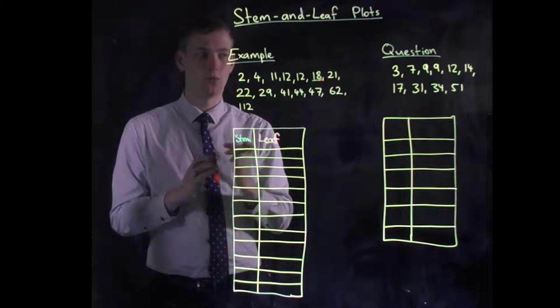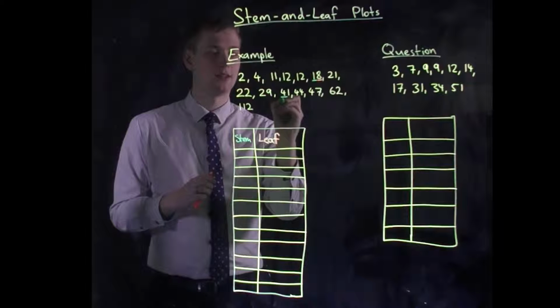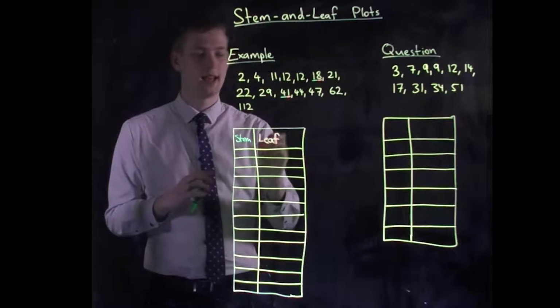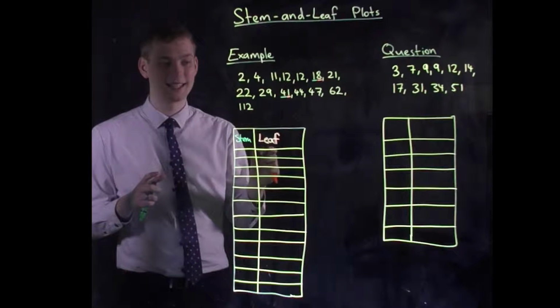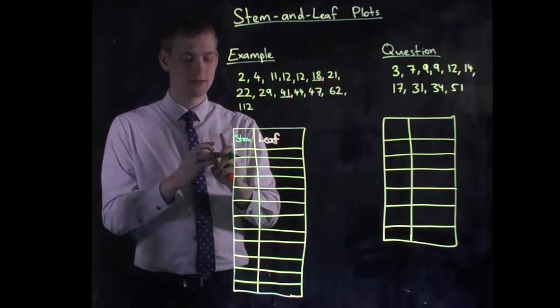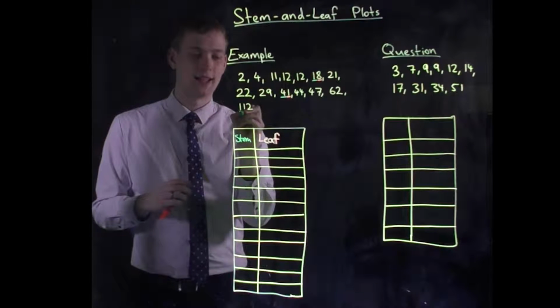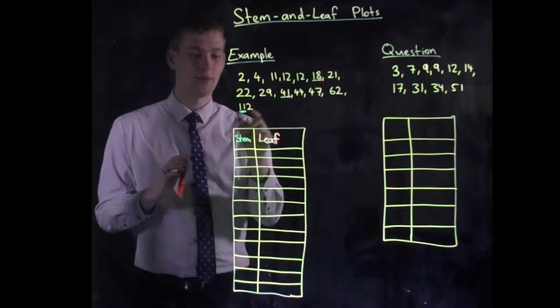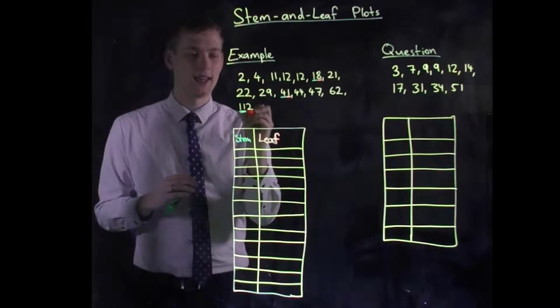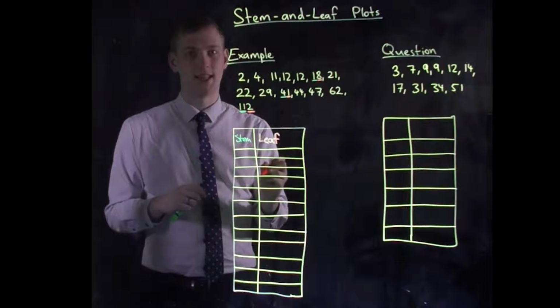If we go to 41, our stem is all of the digits before the last digit, which is a 4. And our 1 is our leaf, the last digit. Now it's important to know that it's all the digits before the last one, because when we get to 112, our stem is going to be 11, the 1 and the 1 at the front, and the last digit only is going to be our leaf.